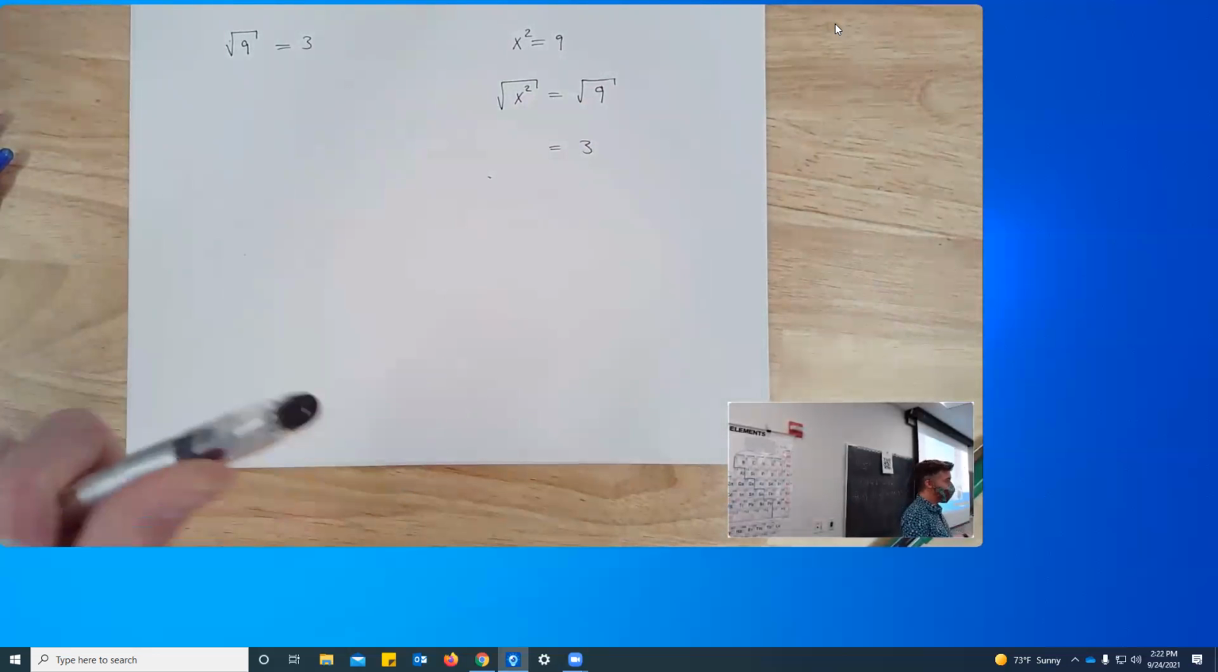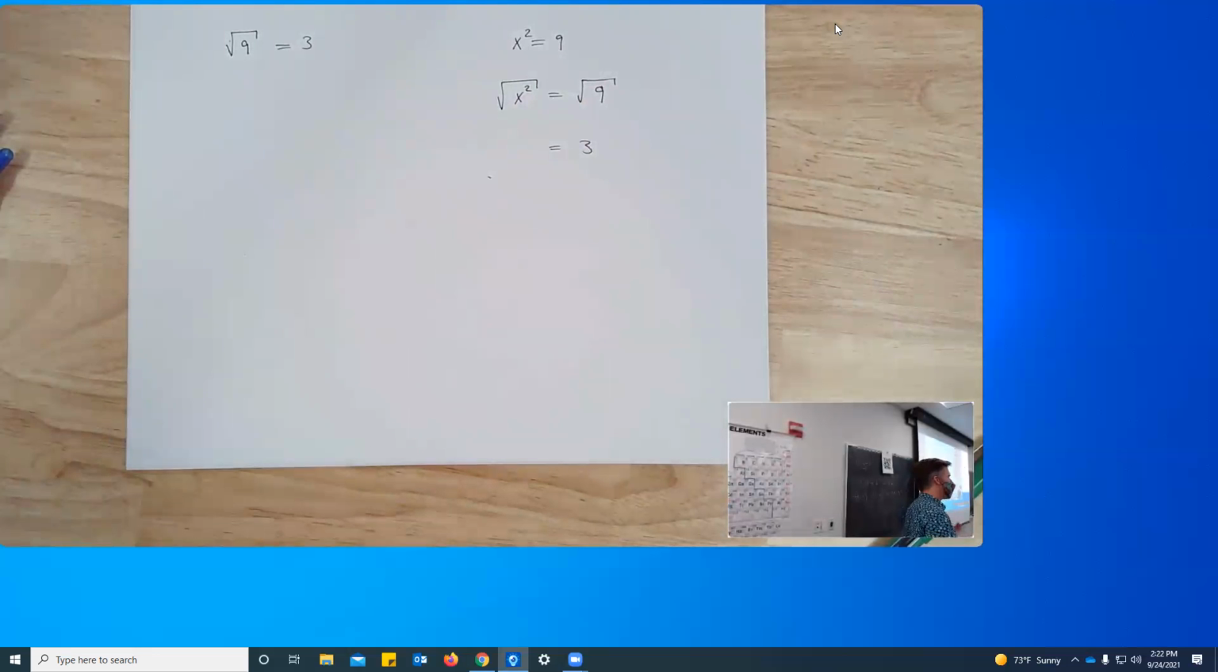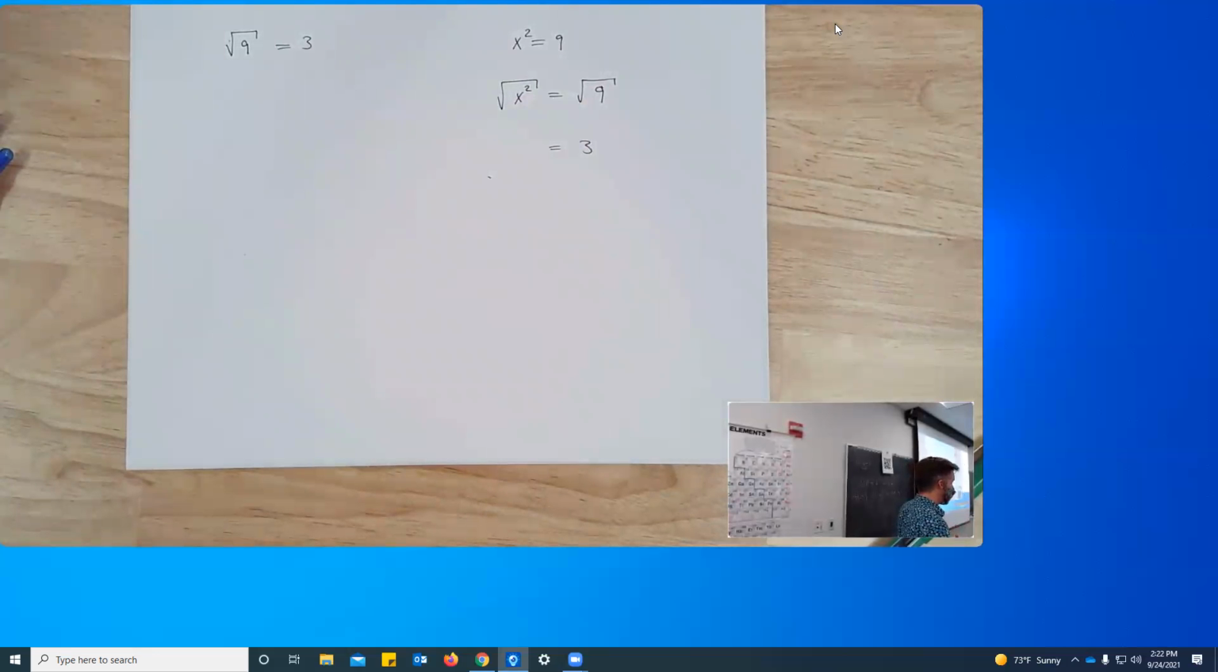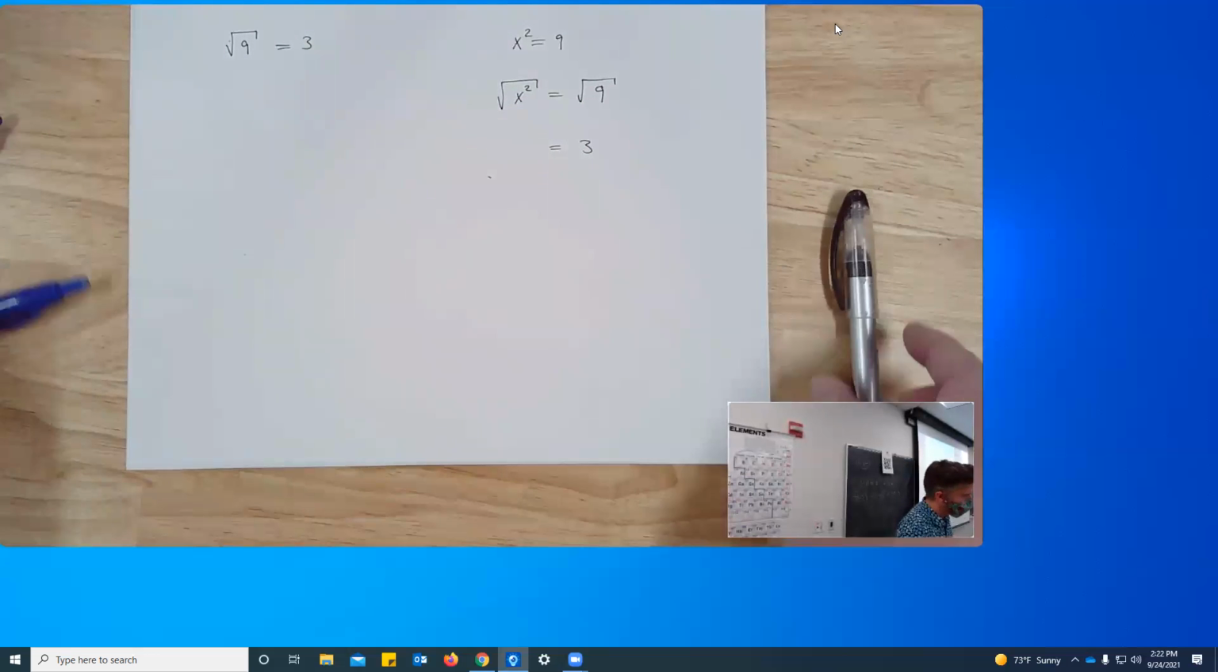Some of the time it's definitely x. Some of the time it's -x. Really, the square root of x squared is a piecewise function. We'll talk about it in a minute. The square root of x squared is the absolute value of x. Let me give you some proof for that, because I feel like you might not believe me.